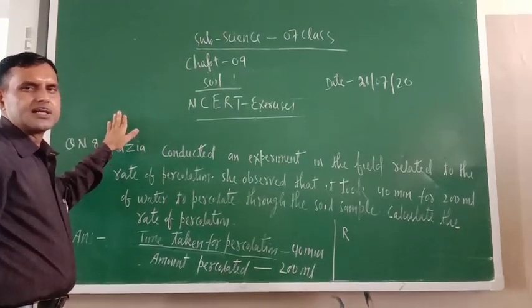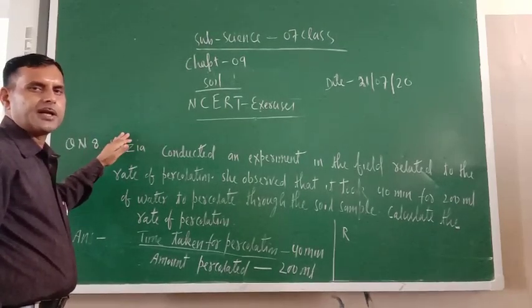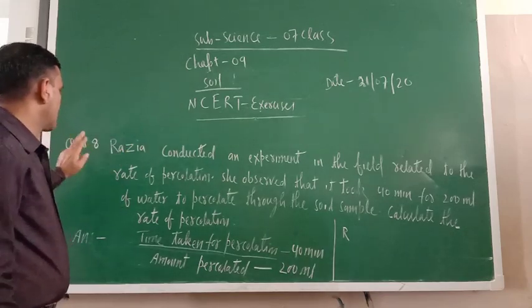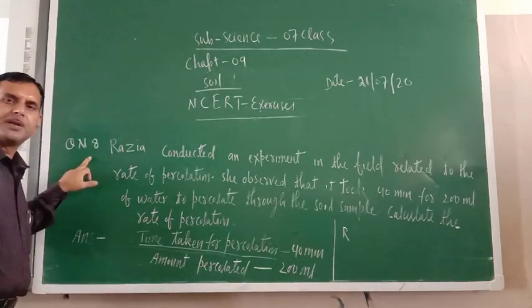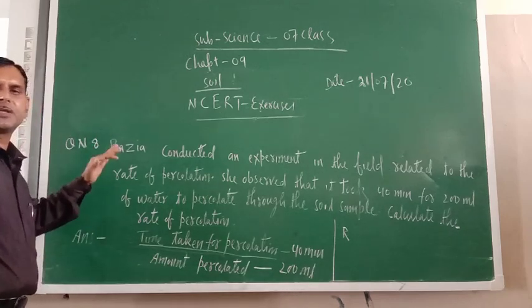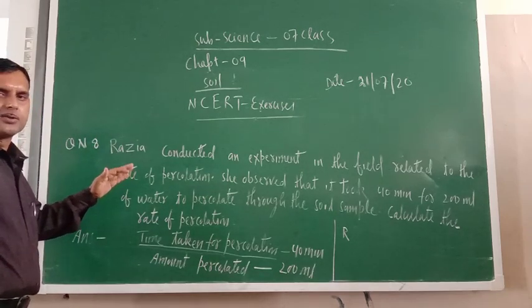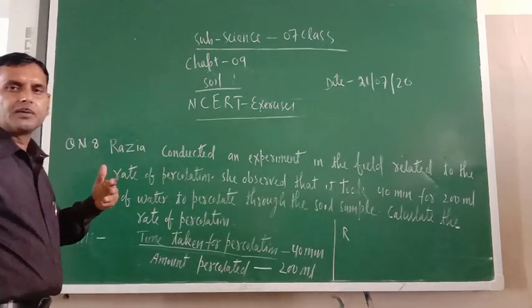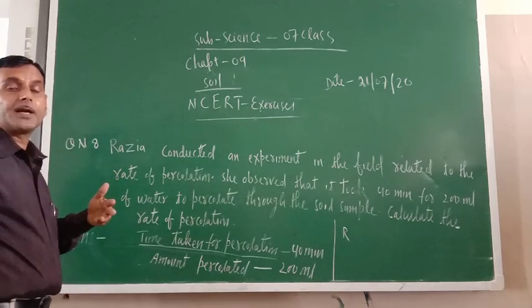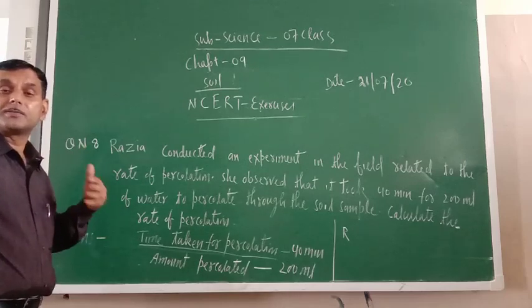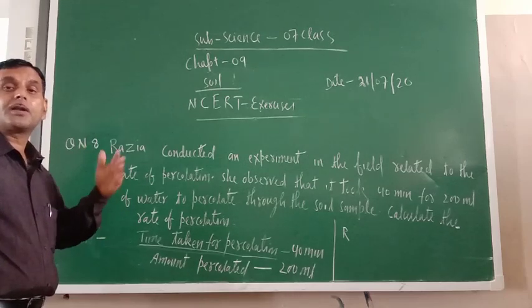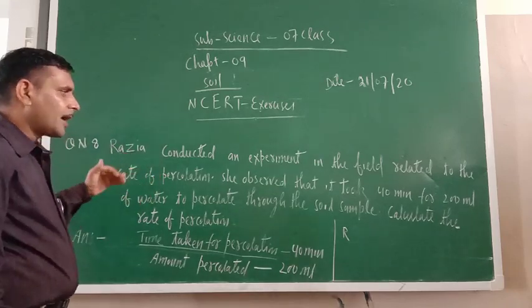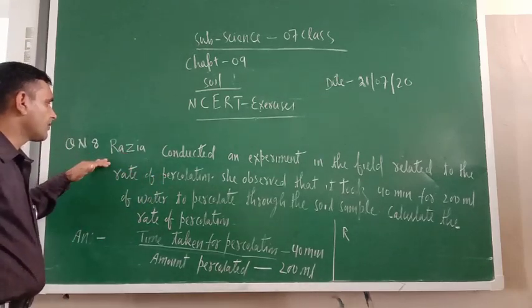So as you know, yesterday I completed till exercise number 7. Now question number 8 is a numerical type, which is based on rate of percolation. So you know, rate of percolation equals the amount of substance percolated per unit time. On that basis only one numerical they have given.